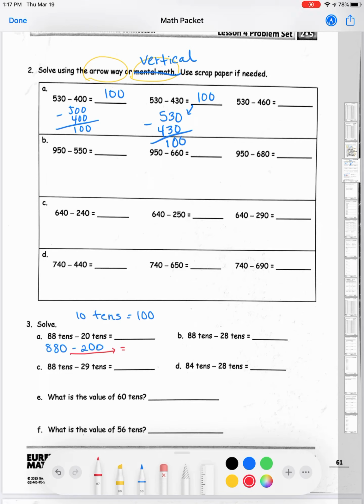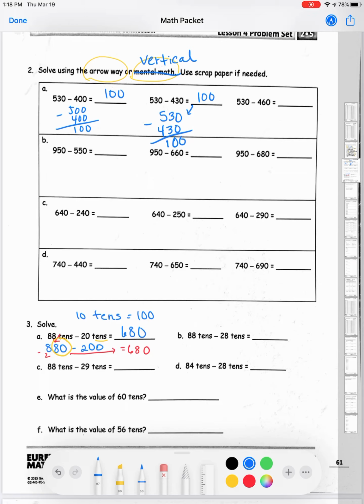880 minus this right here, the hundreds place. You take away 2 from there, and that gives you 680. Because you're keeping the ones. You don't want to change that because you're not subtracting any ones, only tenths. And so your answer would be 680.